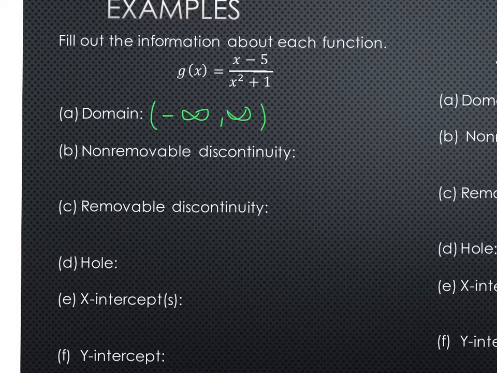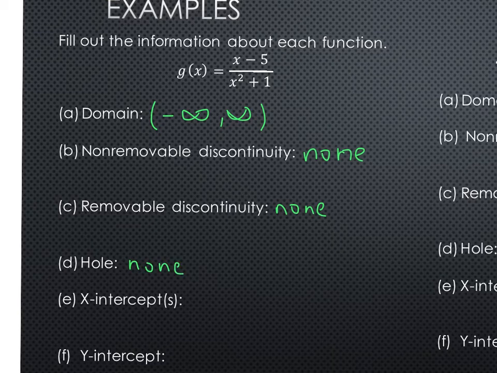The non-removable discontinuity, then, we don't have anything. None. For removable discontinuity, notice the fraction is already reduced to lowest terms, so we don't have a removable discontinuity. If we don't have a removable discontinuity, then we do not have a hole.